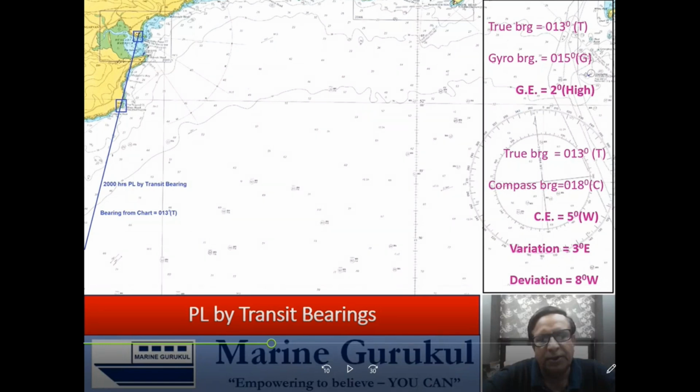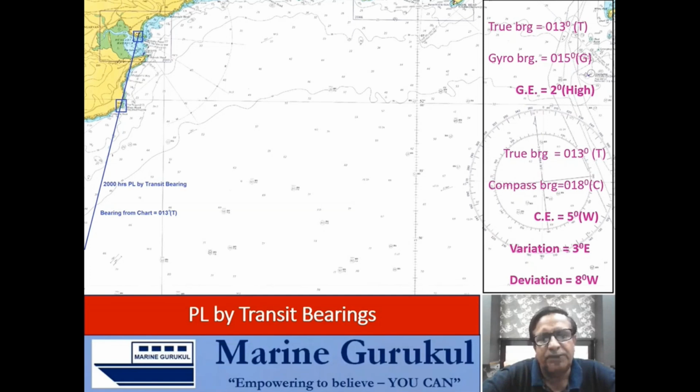Okay, great. So this is the concept of transit bearing. It provides us an excellent opportunity to get the compass error. In fact, the easiest way to get your compass error is if you have the chance to get a transit bearing. So let's proceed ahead now. Because it is the algebraic sum of variation and deviation, which is the compass error.